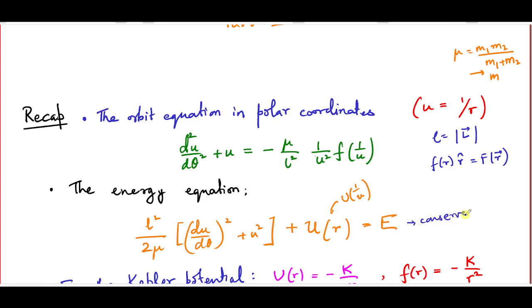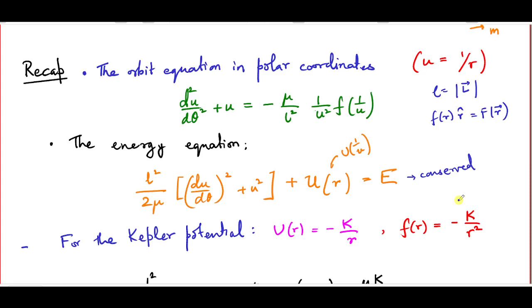Now over the last couple of lectures, we have been focusing on the Kepler potential, and we will be talking a lot more about this potential in the next few lectures. The potential is given by U(r) = -k/r, where k is a constant.